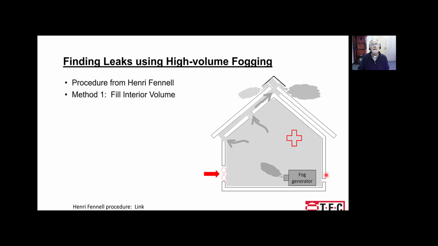In one method, you pressurize the building or a whole room with a blower door or another fan, and then you fill the whole building or the whole room with fog, and then you go outside and you see where the fog comes blowing out, up in the attic or sometimes in the soffits or wherever the leak goes.